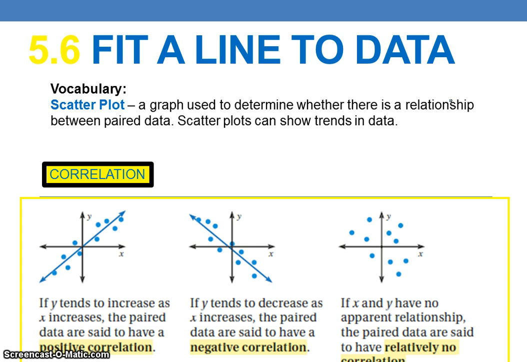Okay, so we're going to start off, and we're going to fit a line to data. And so what we're going to do is draw some scatter plots. A scatter plot is what you can see here. It's just a bunch of dots from the points that we're plotting, and it's a graph that's going to determine whether there's a relationship between the paired data, and it can show trends in the data. So, Ms. Fitzgerald, can you show us some of the trends that you see here?